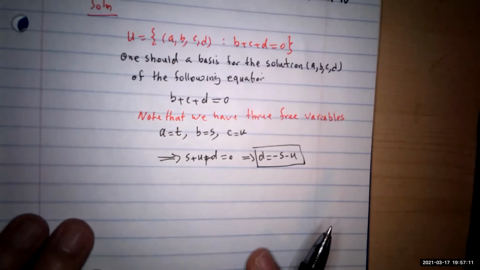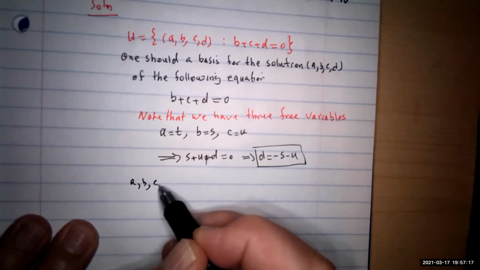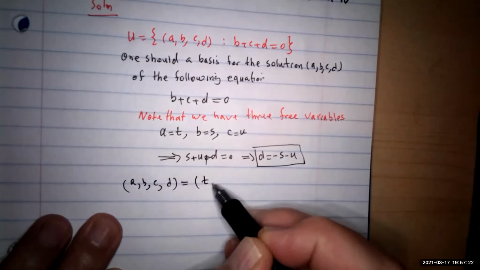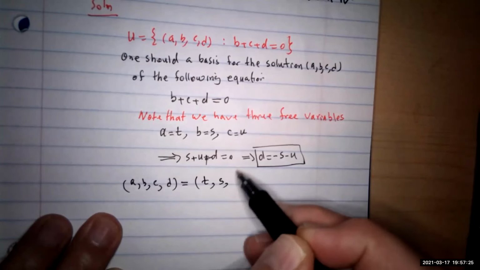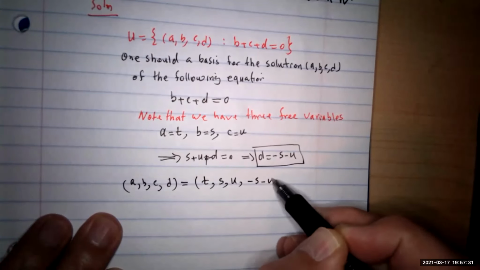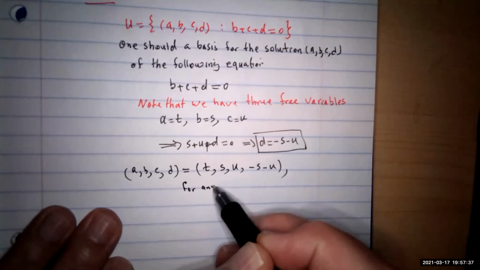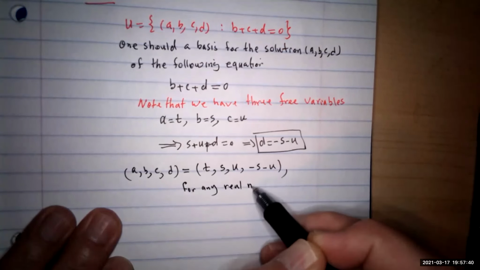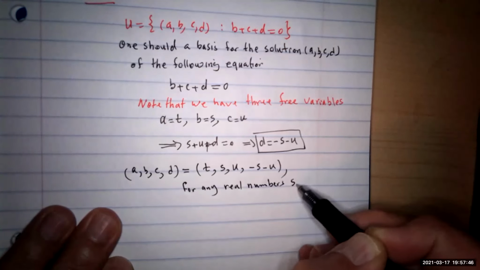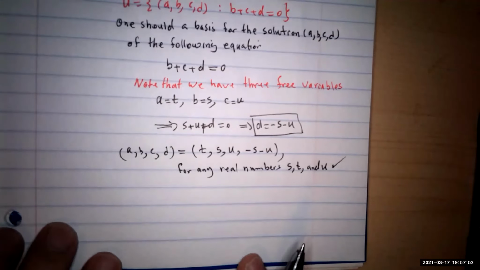So what is your solution? This means the solution of the system is (A, B, C, D) equal to, what is A? T. What is B? S. What is C? U. What is D? Negative T minus S minus U. It's going to be the case for any real numbers. The real numbers are going to be S, T, and U. This is going to be your set of solutions.